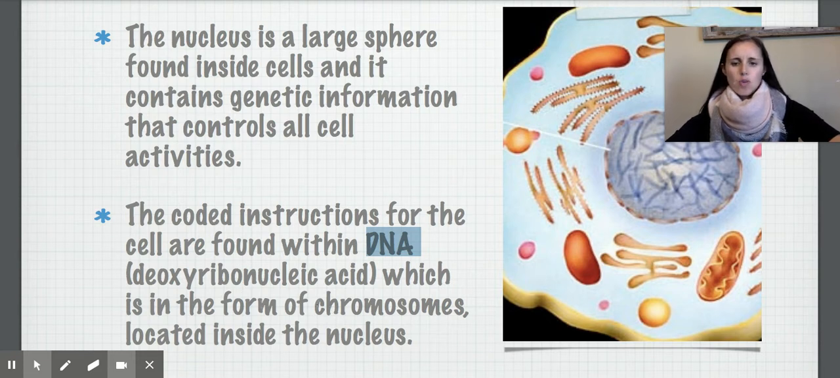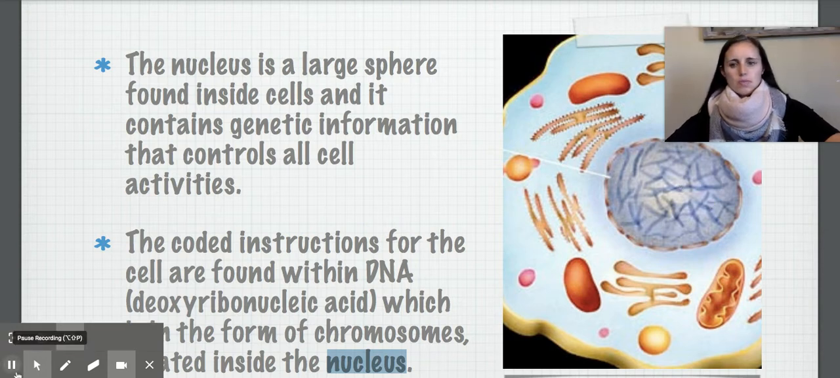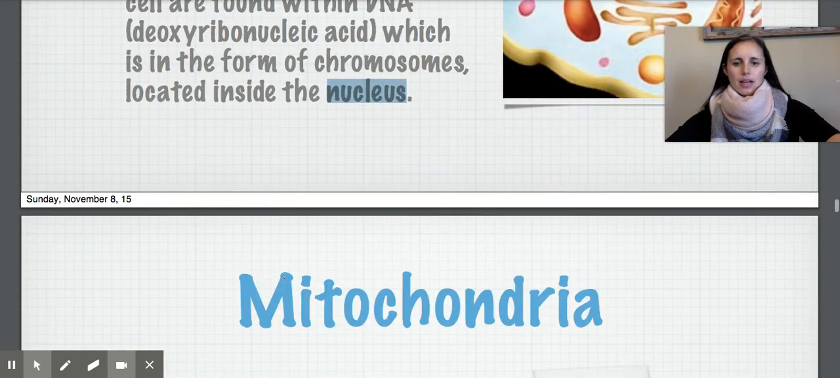It's found in the form of chromosomes, and we're going to talk more about these chromosomes in a couple of videos when we talk about mitosis. And all those chromosomes are located within the nucleus. So you can actually, in this picture, see some of those chromosomes. All those little X shapes there, those are all chromosomes. Now let's take a look at our next organelle.